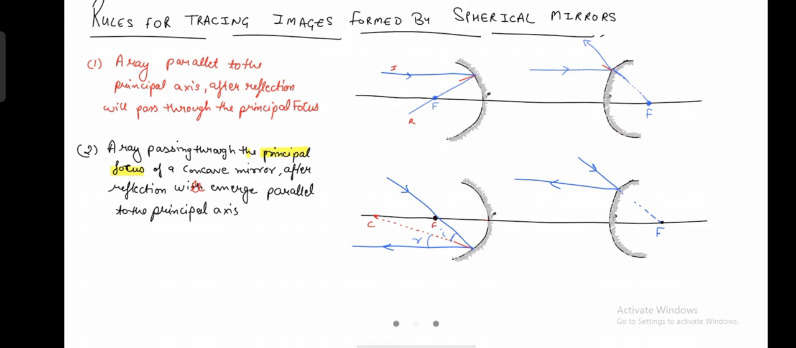One line which will be coming through the focus will reflect back parallel to the principal axis. While in the convex case, it just appears, right? It just appears that it's coming from the focus. We will move to the third point now.